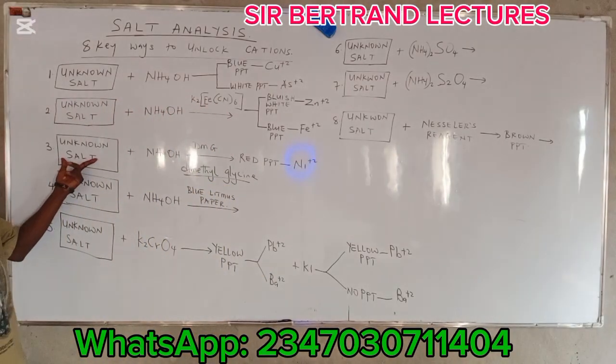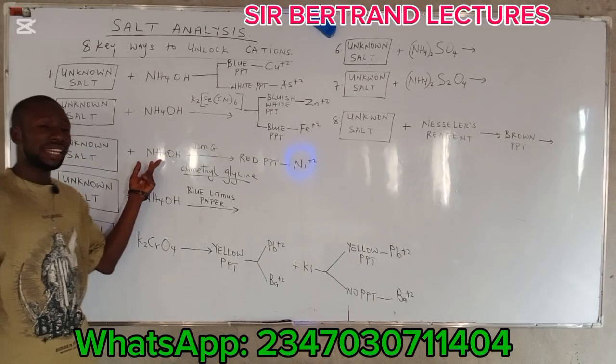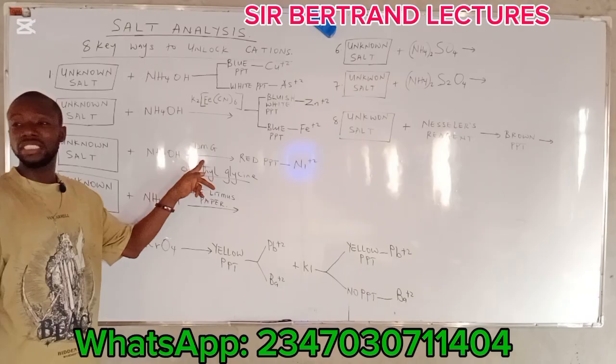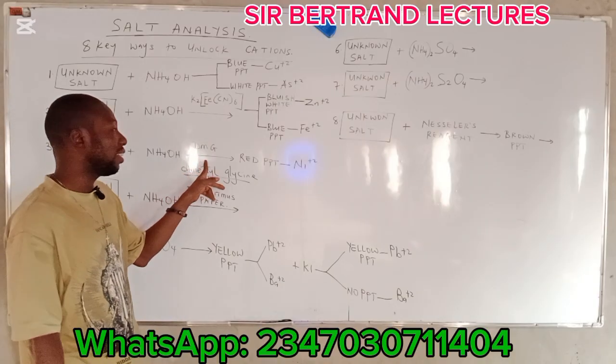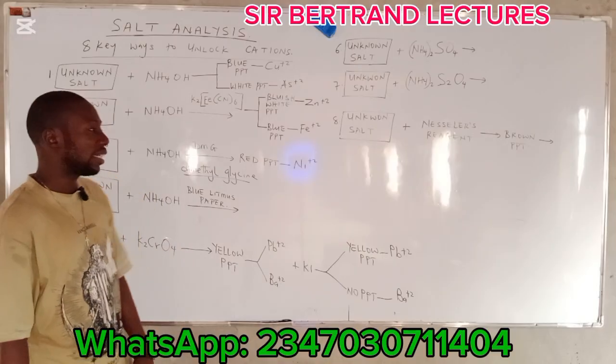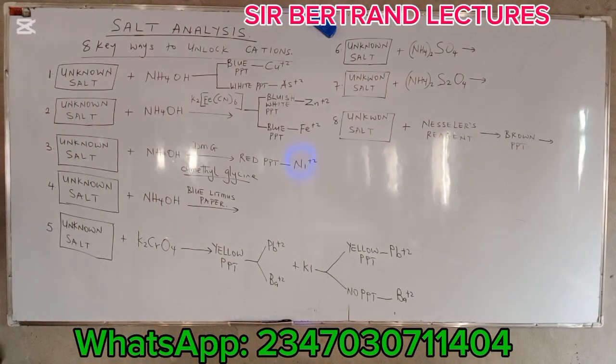To an unknown source sample, you added ammonium hydroxide in the presence of DMG, dimethylglyoxime. If it gives red precipitate, the cation present is nickel. Now, let's look at the fourth key.